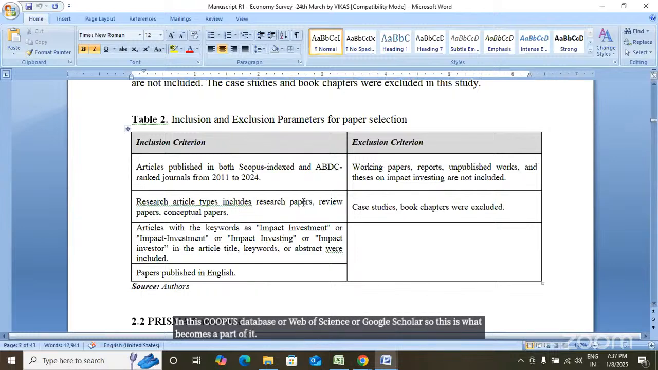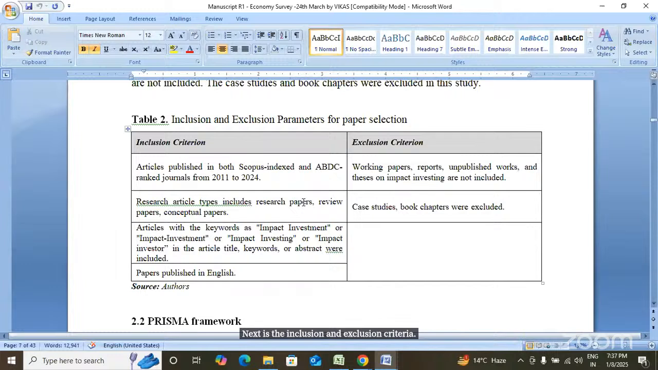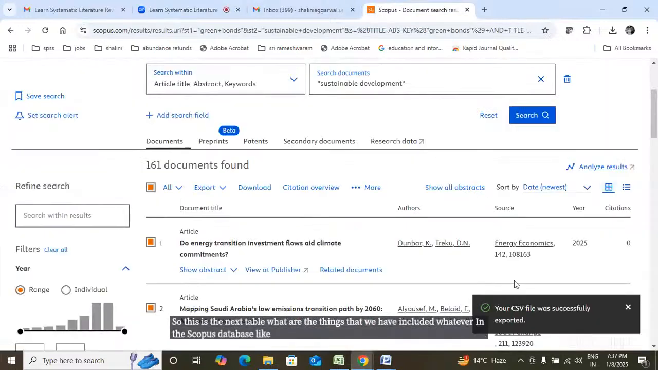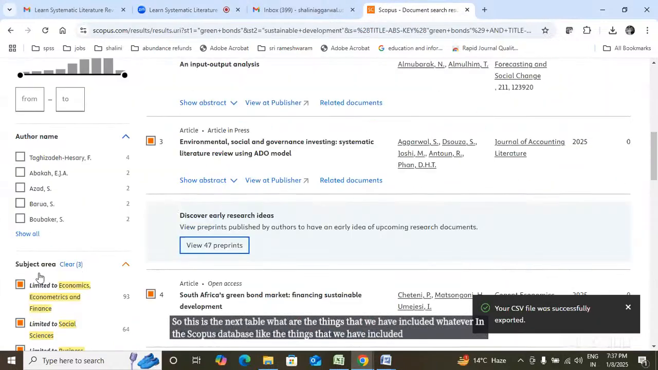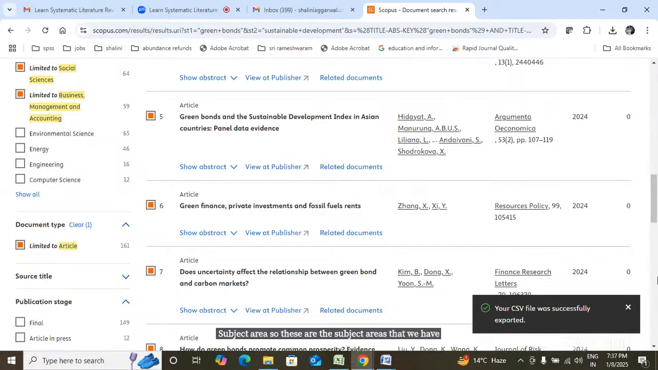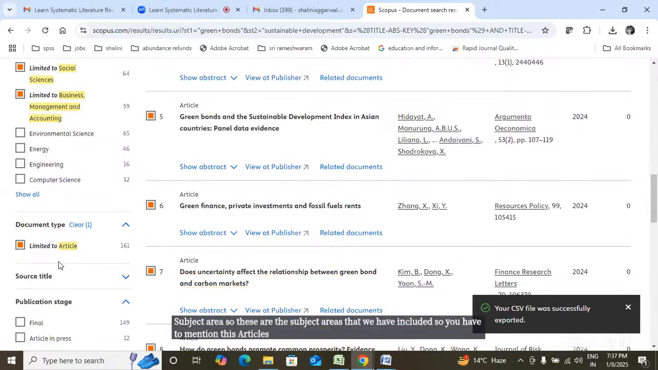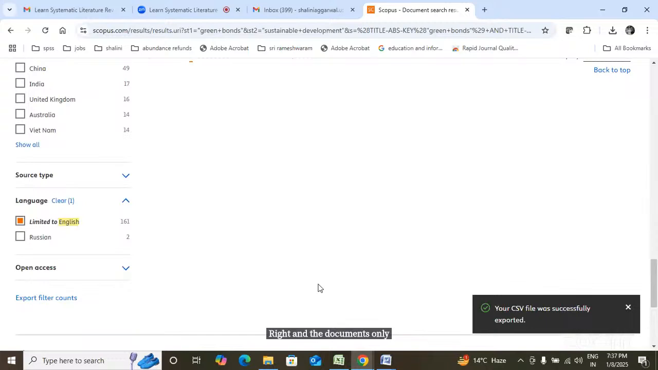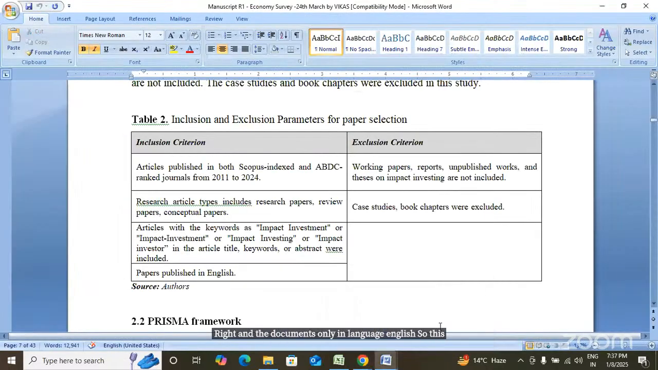Next is the inclusion and exclusion criteria. So this is the next table. What are the things that we have included? Whatever in the Scopus database, the things that we have included from here. Subject area mein, so these are the subject areas that we have included. So you have to mention this. Articles we have included, but we have not included the book chapters and all that. So you have to tell. So only the articles have been included, right? And the documents only in language English. So this becomes a next table for you.